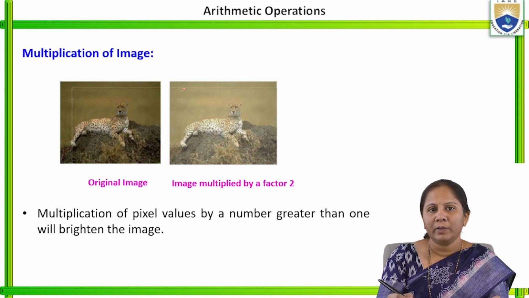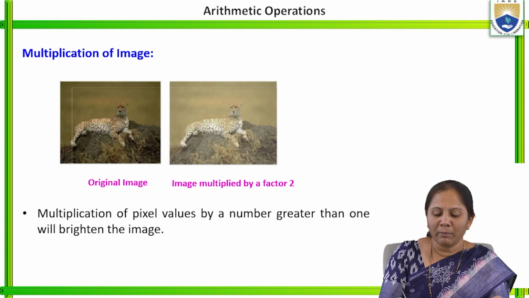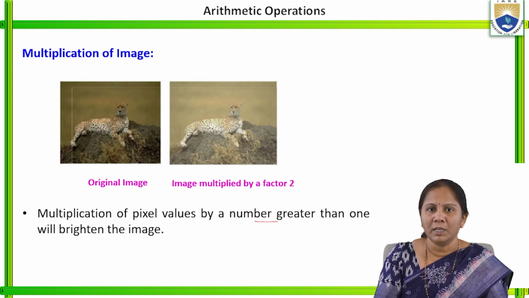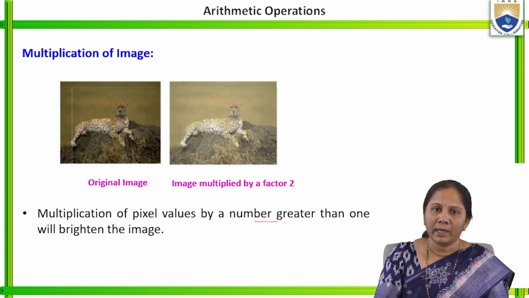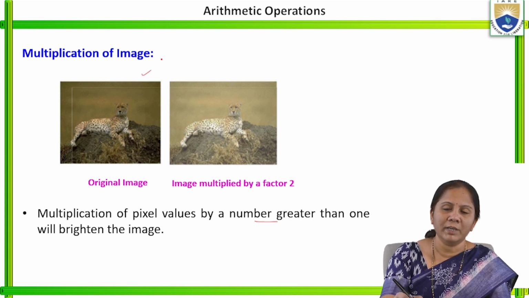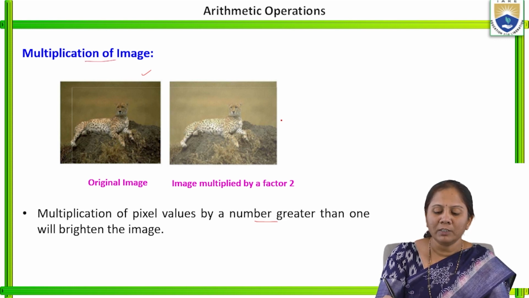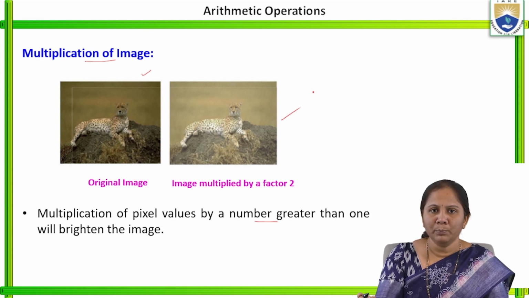We have seen one point: if you perform multiplication operation with some factor on the image, the brightness of that particular image will be enhanced. So this is the original image. After performing the multiplication operation on this image by some factor, the brightness of the image will be improved.